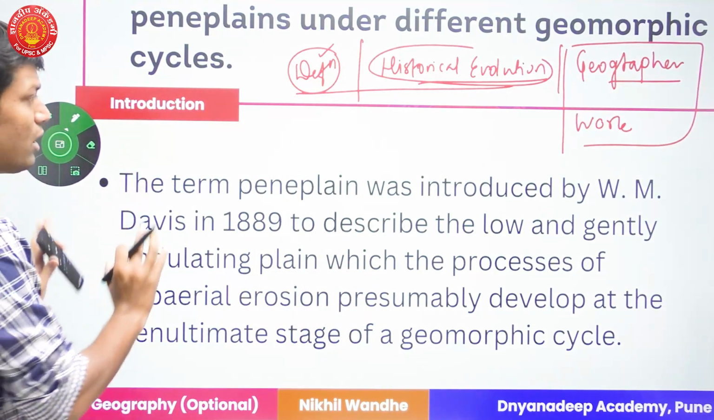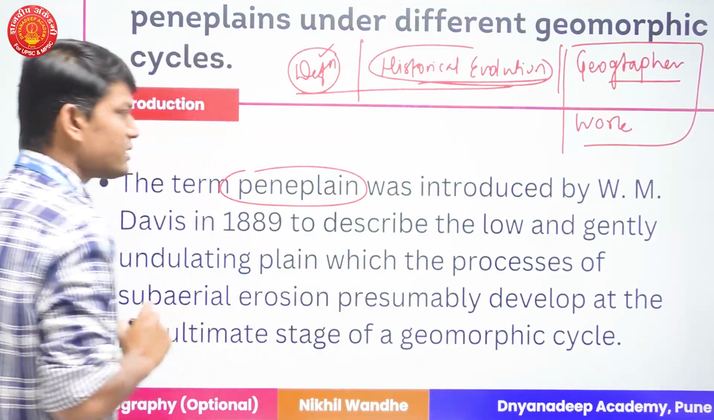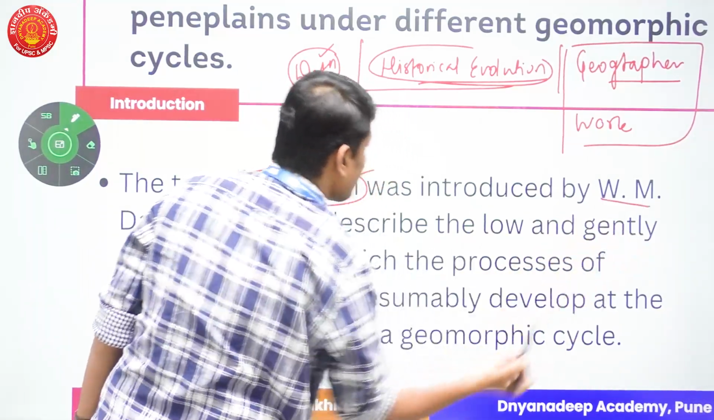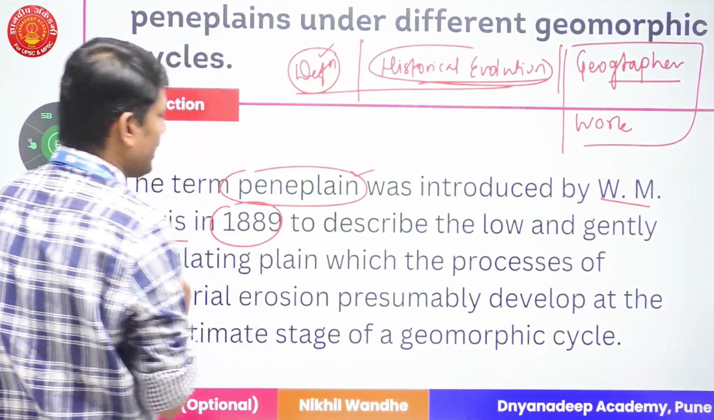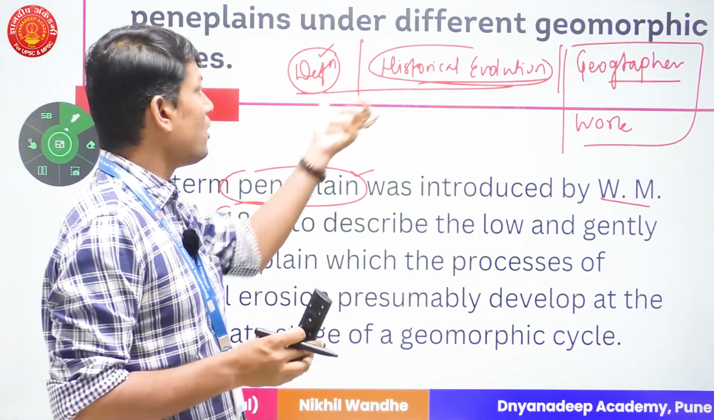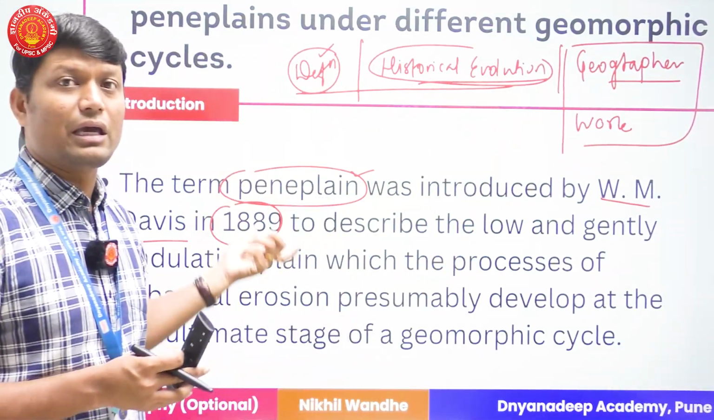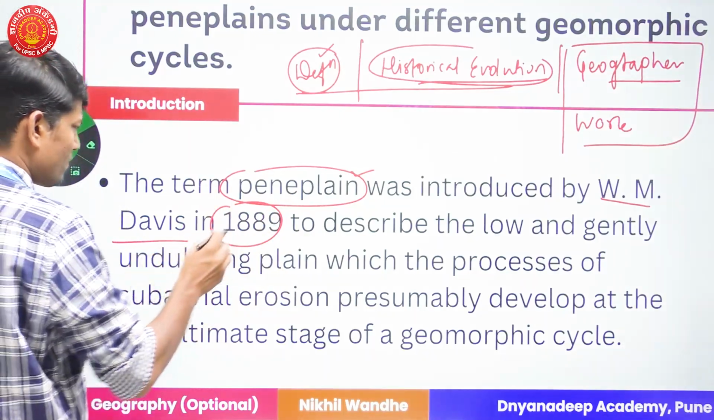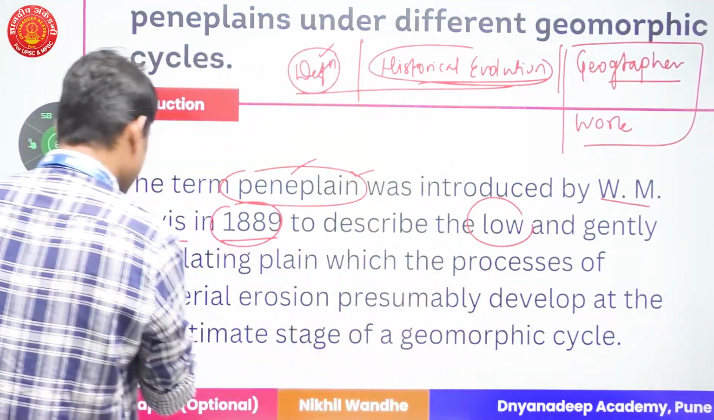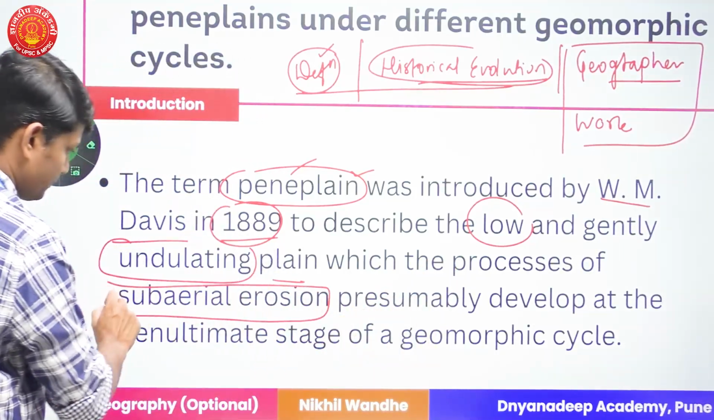Now, how am I going to approach this particular part, understand. I am going forward with the straight definition which was given by Davis. So I am saying the term peneplain was introduced by W.M. Davis in 1889. Again, if it is possible for you to mention the year in which something happened or the work was presented, it will again add to your marks, right? So the term was coined by Davis in 1889 to describe the low and gently undulating plain which the process of subaerial erosion produces. Fine.